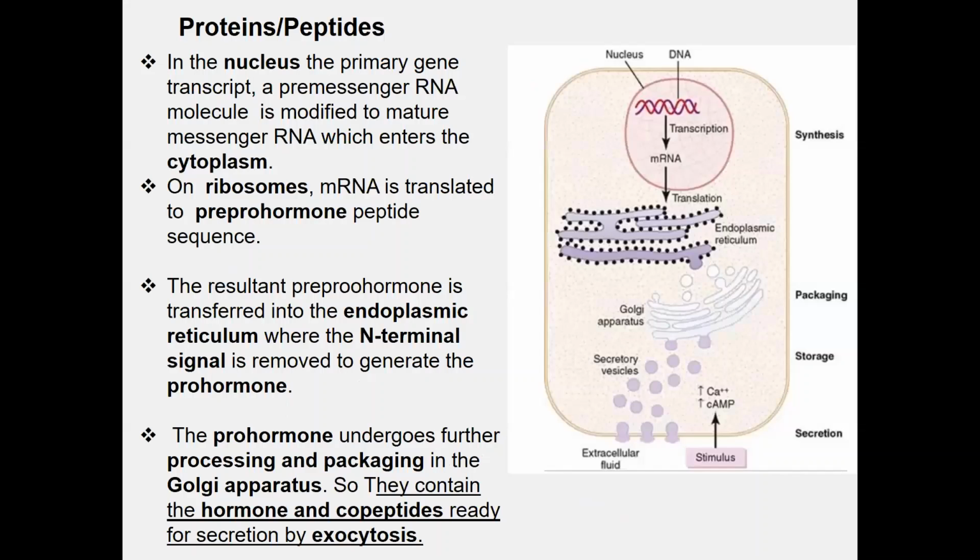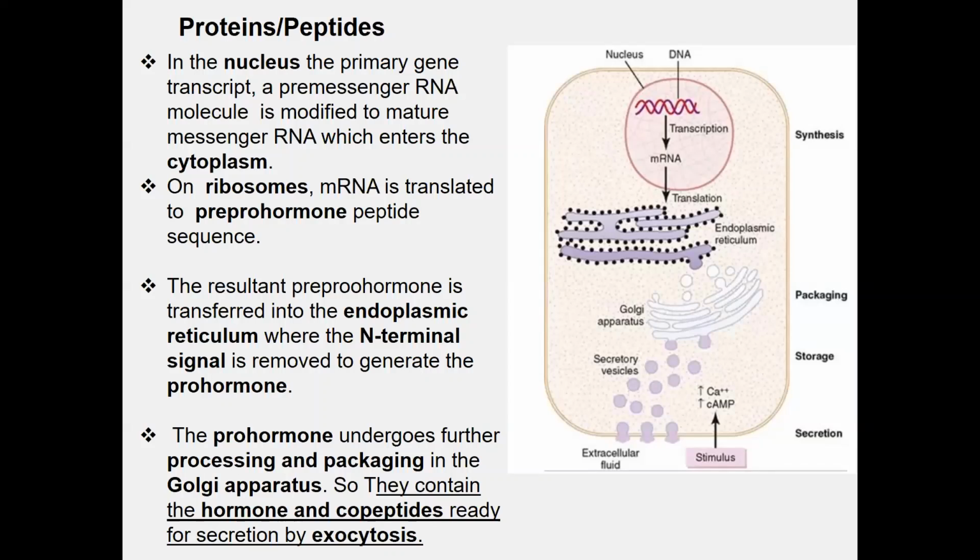Now, these hormones are synthesized in the polyribosome. The synthesis of proteins starts in the nucleus, where the primary gene transcript is released, which needs modifications like the excision of introns, splicing, and capping to produce the mature messenger RNA that will enter the cytoplasm.